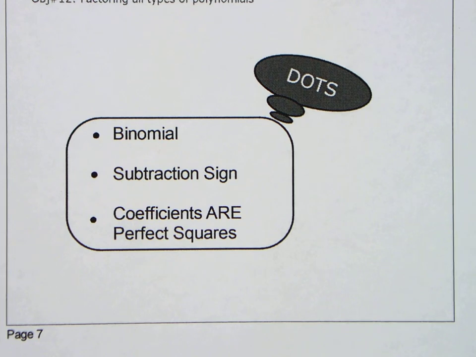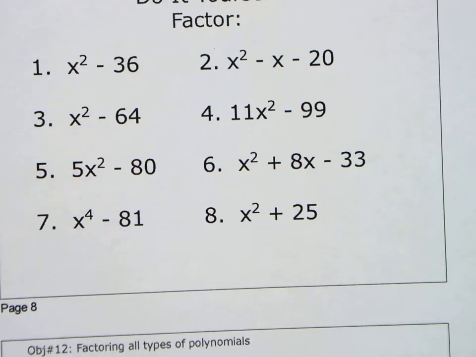And it's always coefficients that are perfect squares. This one is the easiest to figure out usually because it's got no common terms. Honestly, it's either dots or it's not. Okay, so now let's do a few practice problems. All right, so pause the video and try these on your own.